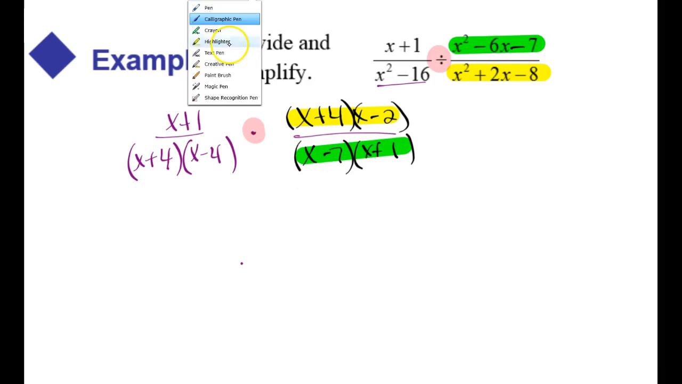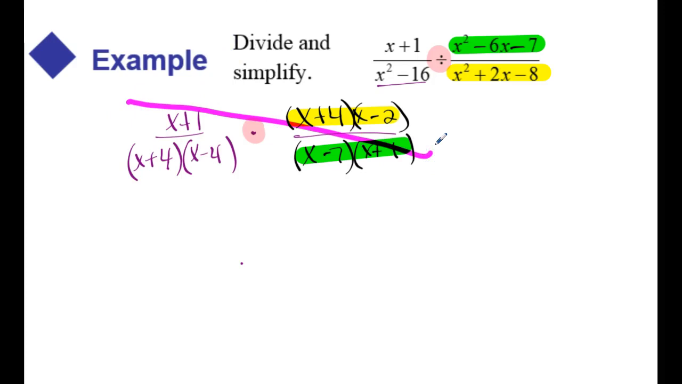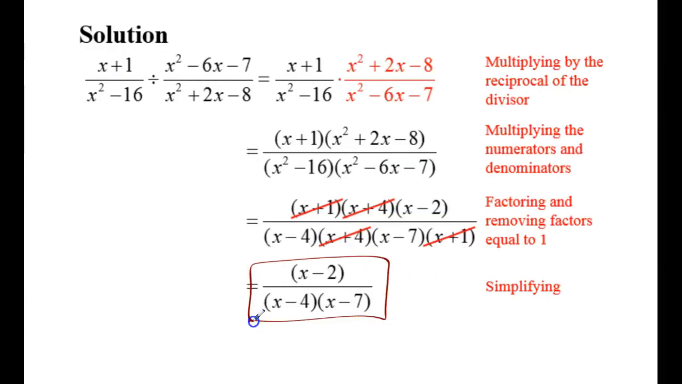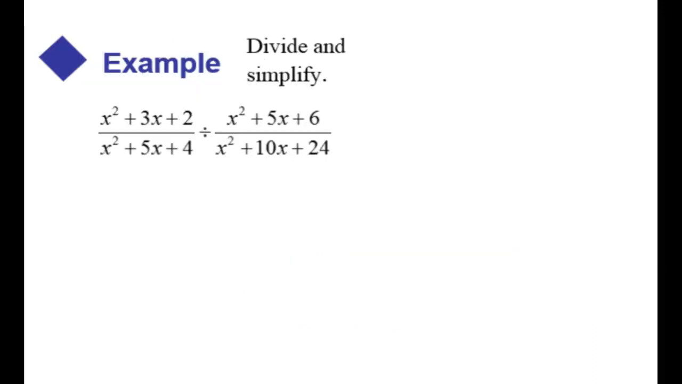And then I look for opportunities to cancel. And I think the x plus 1s, you can't cancel over division, so you've got to get to a multiplication before you start canceling. This x plus 4s are gone. And that might be it. So I think in this particular problem I'm left with x minus 2 over x minus 4 times x minus 7. Again, you might think about foiling that denominator out, but I would encourage you to leave it in factored form so we know that it's truly simplified.